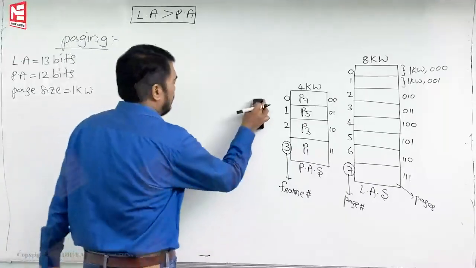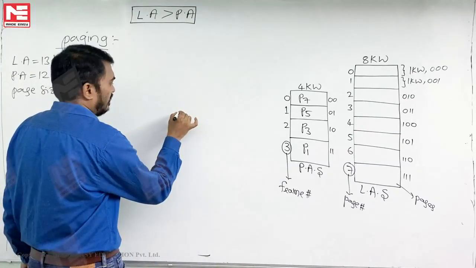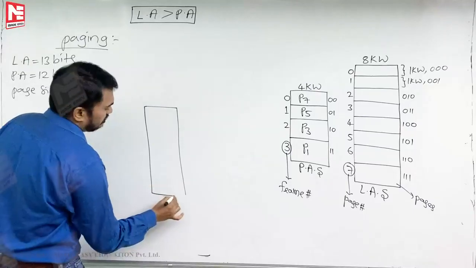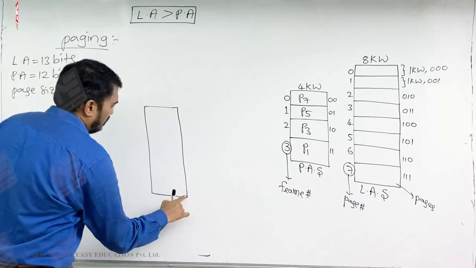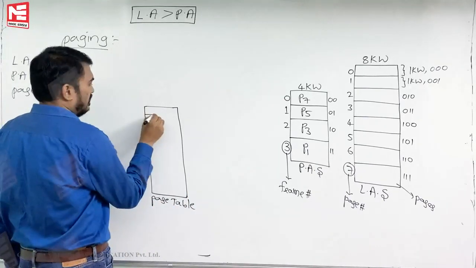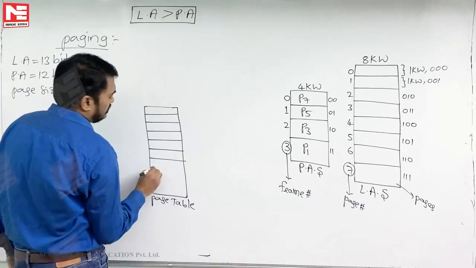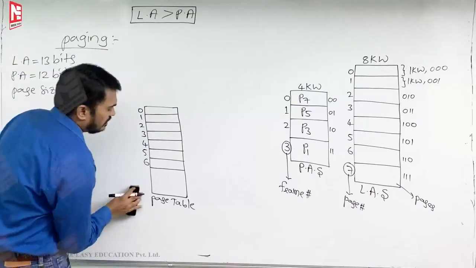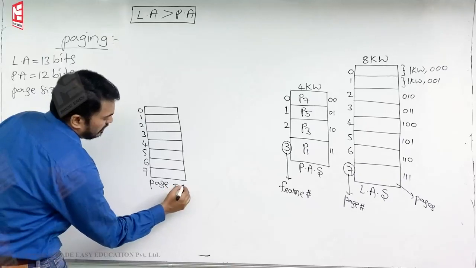Okay, understand here. Whenever we apply paging, the page table will be maintained. So I am writing here how the page table will look. Let's say you have a page table here. Okay, this is the page table. Please copy this. The page table will have some entries: 0, 1, 2, 3, 4, 5, 6, 7.